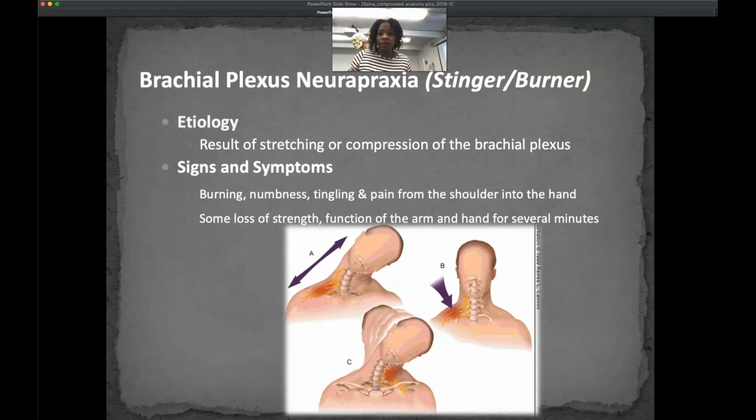And so what we see with a brachial plexus neuropraxia, or a stretch, is that the patient will exhibit signs and symptoms similar to a disc pathology. So they're going to have numbness, tingling, usually into the hands and into the shoulders. But what's most important, and what we see most often with this injury, is that they actually have a loss of strength and function in that arm for several minutes. And so it becomes important to not rush to return this athlete to play until they've restored strength.